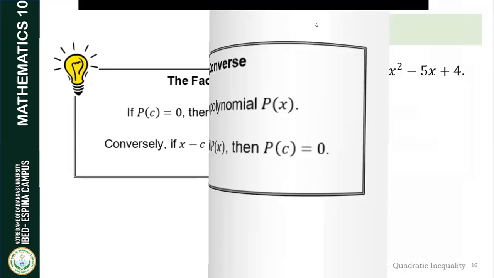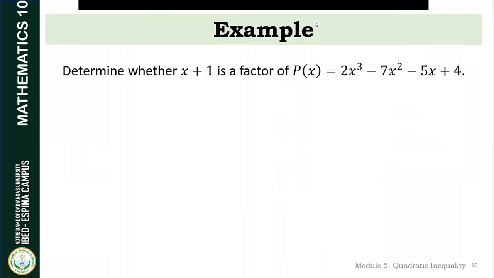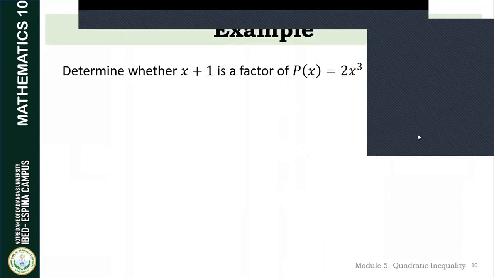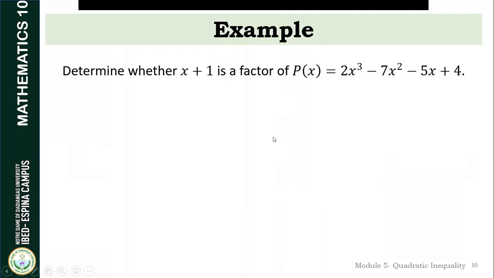Okay, so this time we'll proceed with our first example. Determine whether x plus 1 is a factor of p of x is equal to 2x cubed minus 7x squared minus 5x plus 4. So I would like you to try first the same method pa rin when we solve our remainder theorem. So you can pause the video for a moment and try to solve it on your own.